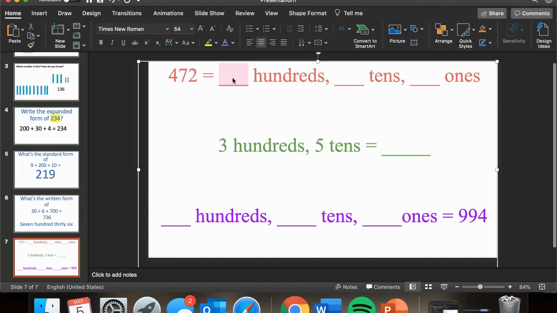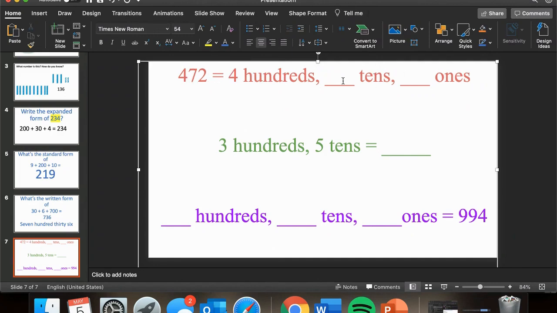All right, so how many hundreds are in 472? 4 hundreds. How many tens? 7 tens. How many ones? 2 ones. So you would write 4 hundreds, 7 tens, and 2 ones. That's how you write the number in short word form. Now let's do another one.